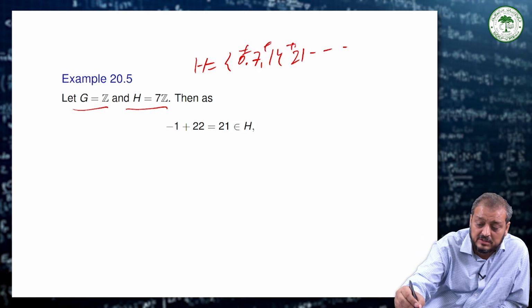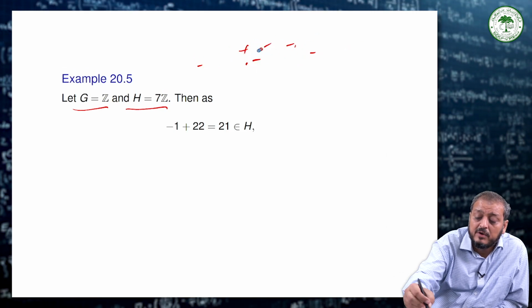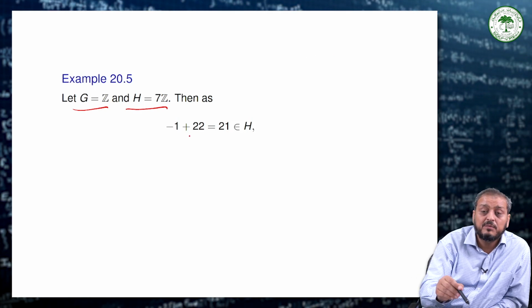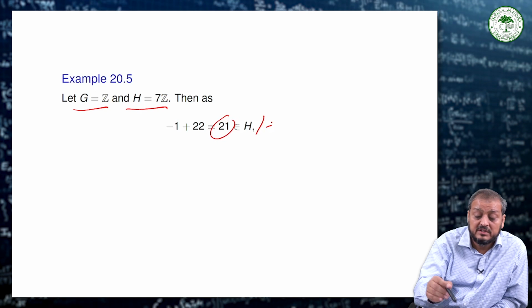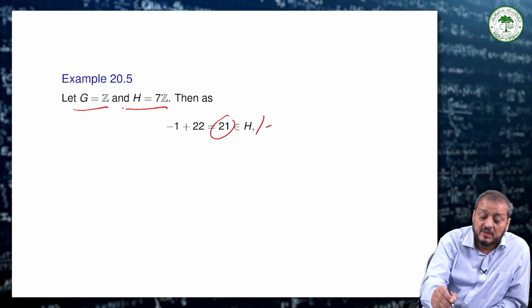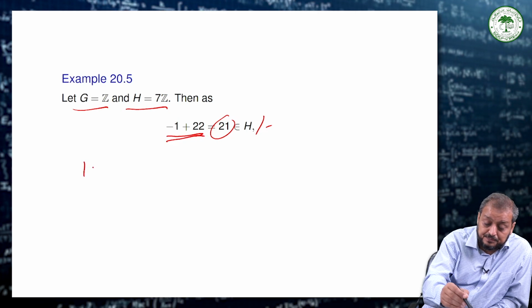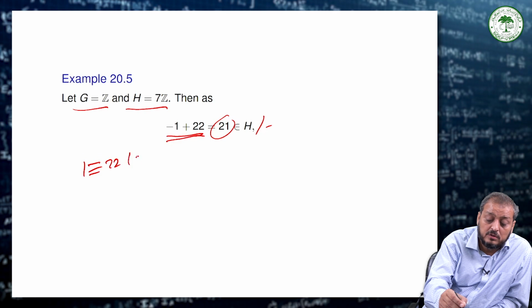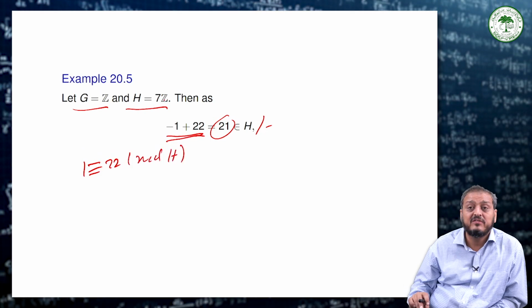Now just check. We have to write that H is an element of this form, and clearly minus 1 plus 22 is equal to 21, and 21 is an element of H. This means we can say that 1 is congruent to 22 mod H. Mod H means you have 7Z.